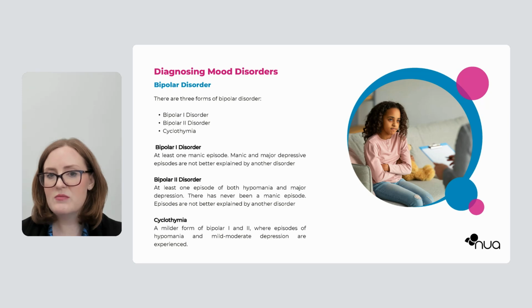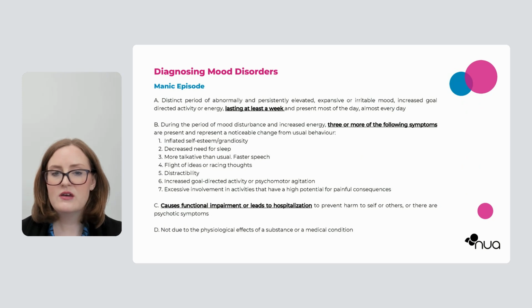So now let's look at diagnosing bipolar disorder. There are 3 forms of bipolar disorder: bipolar 1 disorder, bipolar 2 disorder, cyclothymia. Bipolar 1 disorder, at least one manic episode. Manic and major depressive episodes are not better explained by another disorder. And bipolar 2 disorder, at least one episode of both hypomania and major depression. There has never been a manic episode, and episodes are not better explained by another disorder. And with cyclothymia, a milder form of bipolar 1 and 2, where episodes of hypomania and mild to moderate depression are experienced.